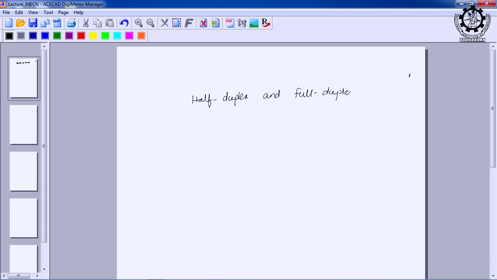And you know what a half duplex and a full duplex mode of communication is. In half duplex, what happens? The transmission is possible in both the directions, but one at a time. If this is T1 and this is T2, then T1 is never equal to T2. That is what half duplex transmission is.